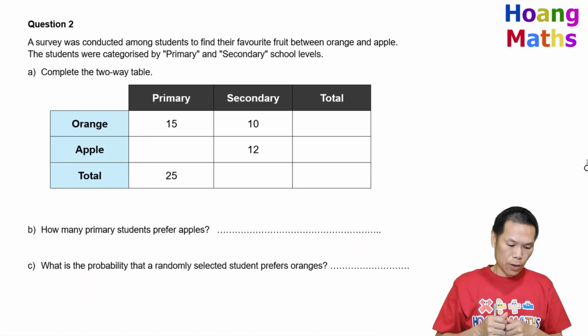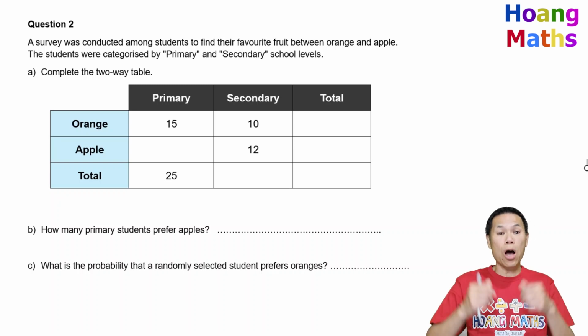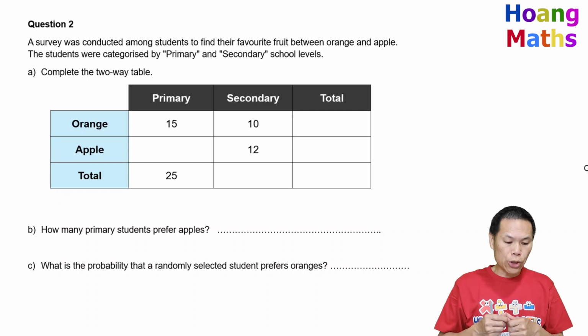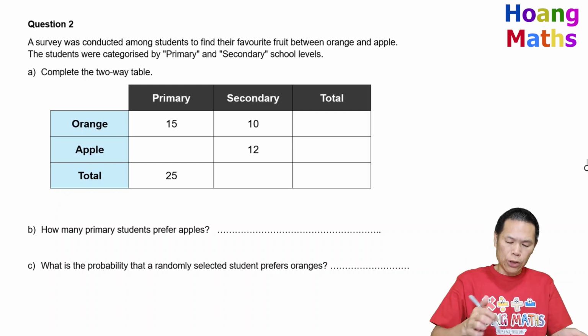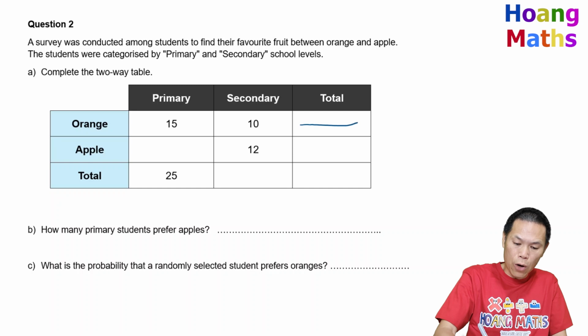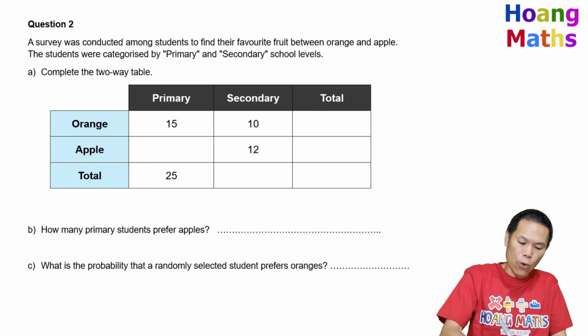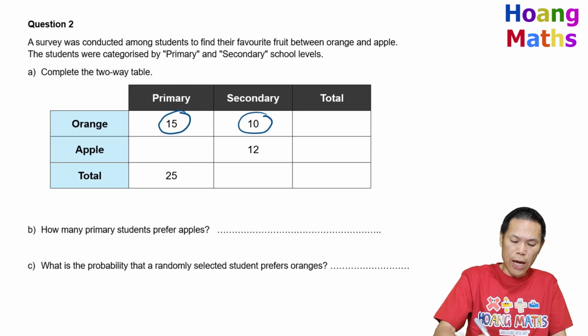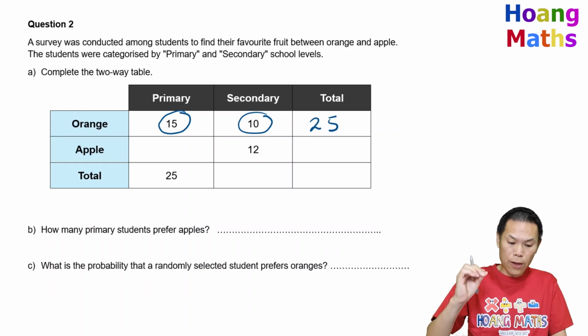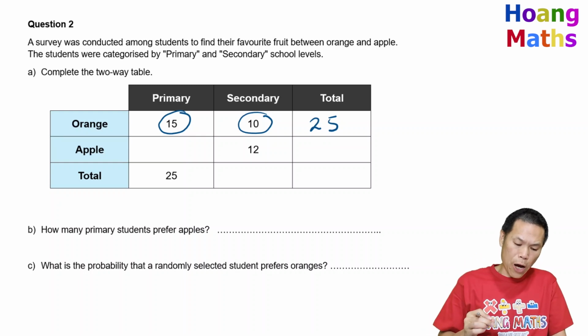Question number 2. A survey was conducted among students to find their favorite fruit between orange and apple. The students were categorized by primary and secondary school levels. Complete the two-way table. First of all, to work out the total number of oranges, this row here is for orange. Keep that in mind. So we just add primary and secondary together, which gives me 25. So that means 25 orange.